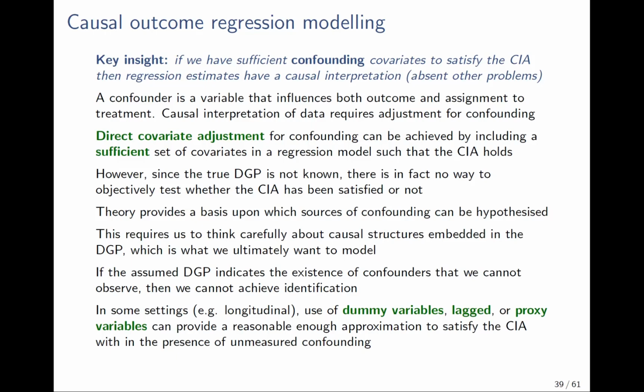In some settings, when we've got longitudinal data, which we've talked about before, we can use dummy variables, lagged variables or proxies to provide a reasonable enough approximation to omitted or unobserved confounders to satisfy the conditional independence assumption. But the key point is to determine whether we believe that the X variables that we have are sufficient to satisfy the CIA. If they are, then we've got causal estimates, a causal interpretation of our regression estimates. If they're not, then we do not have a causal interpretation of our regression model.